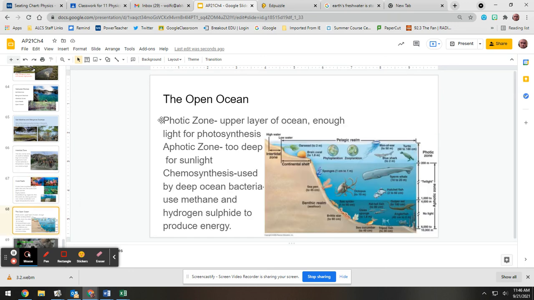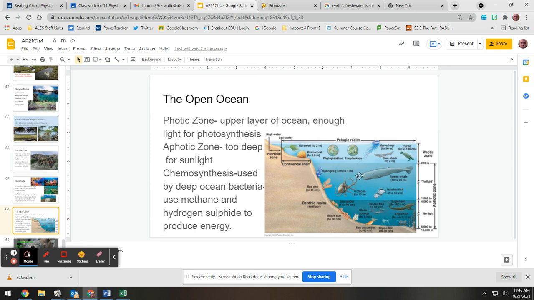Open ocean. So kind of like what the pond had, you got a photic zone. It's the upper layer where you have enough light for photosynthesis. The aphotic zone is where you don't have photosynthesis, but there's still plenty of light. And then, down here, it's a benthic zone. All the same, it's where you don't have light, you don't have photosynthesis.